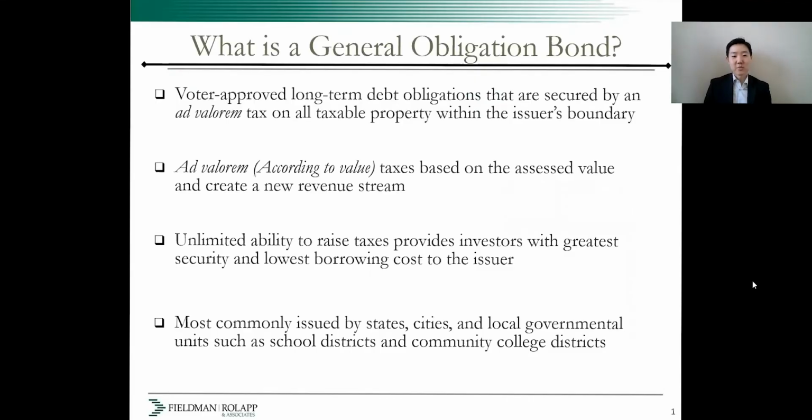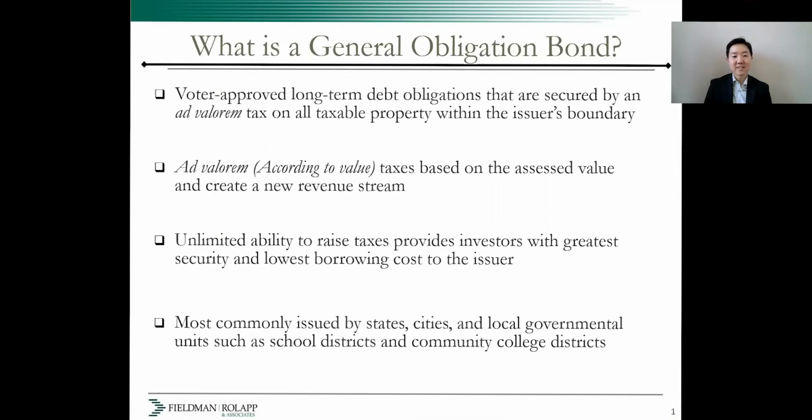So general obligation bonds are voter-approved debt instruments which are secured by the collection of ad valorem property taxes. These taxes are levied on all taxable property within the school district or community college district's boundaries. Taxable property includes residential properties like a single-family home, a condo, mobile home, or a multifamily unit. It also includes non-residential properties such as commercial, industrial, and recreational properties and businesses.